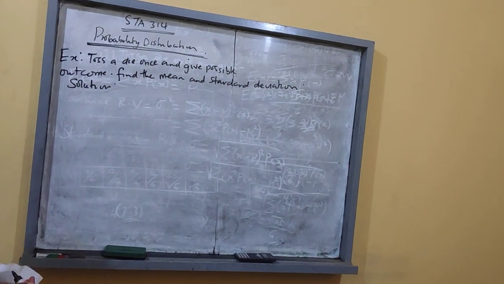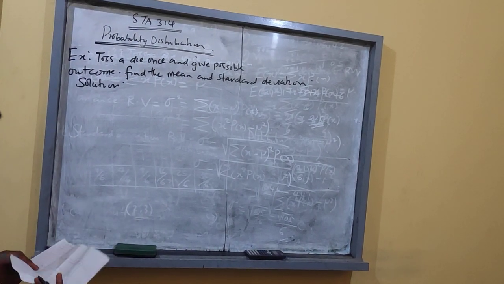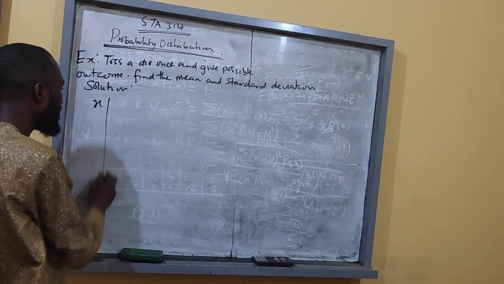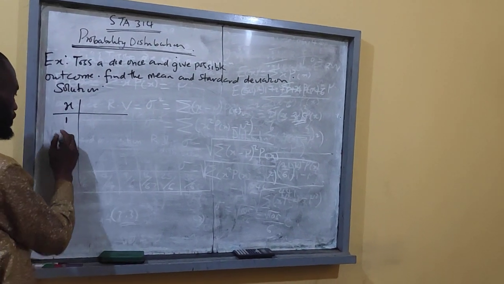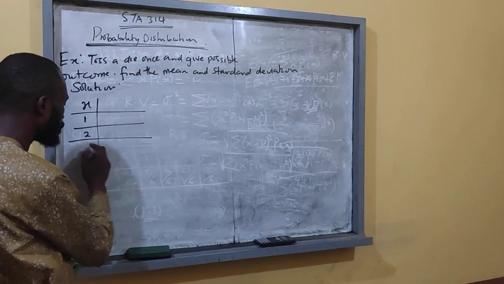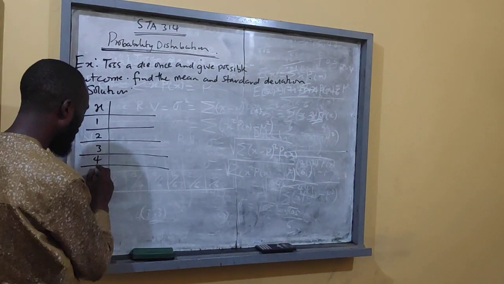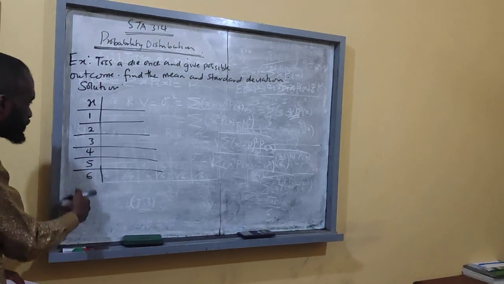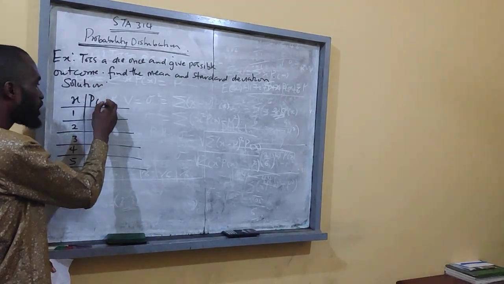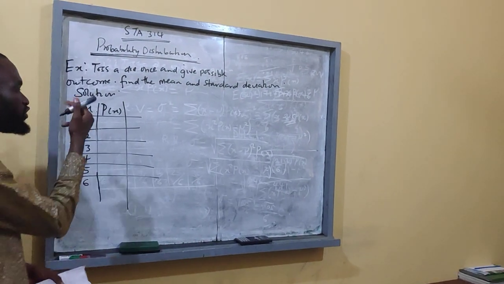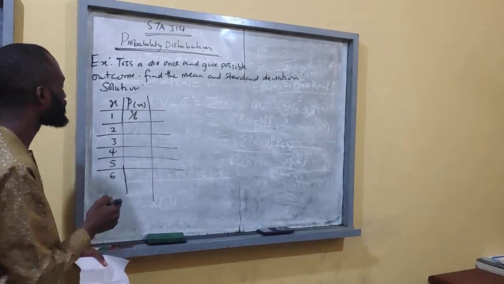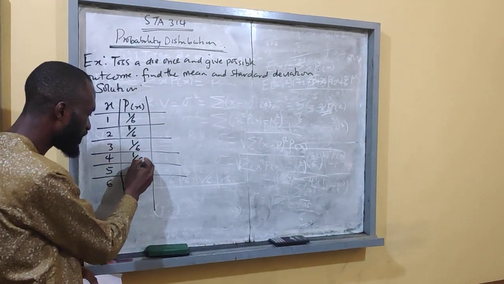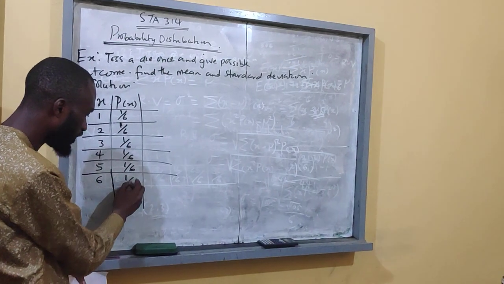Now, if you toss a die, the possible outcome is either 1 showing, 2 showing, 3, 4, 5, or 6 showing. That is, if this is x, my outcome can be 1, 2, 3, 4, 5, and 6. Now, the probability of any of these faces showing, we call this P of x. Then the probability of 1 showing is just 1 over 6. Probability of 2 showing is also 1 over 6. Probability of 3 showing is also 1 over 6. 4, 1 over 6. 5, 1 over 6. And 6 is also 1 over 6.